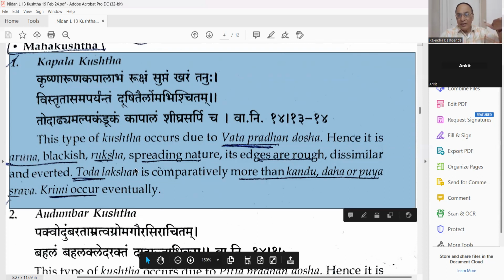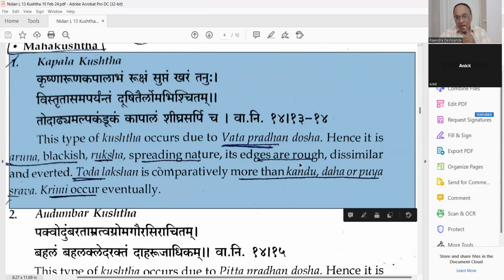Spreading nature will be there. Roughness will be there, and the Vedana will be there. Vedana will be more than Kandu, and more than Daha. Kandu is common in Kapha, Daha is common in Pitta, but this is Vata. Sometimes krimi can occur. Some microorganisms or small creatures will develop in this roughness because of the roughness.